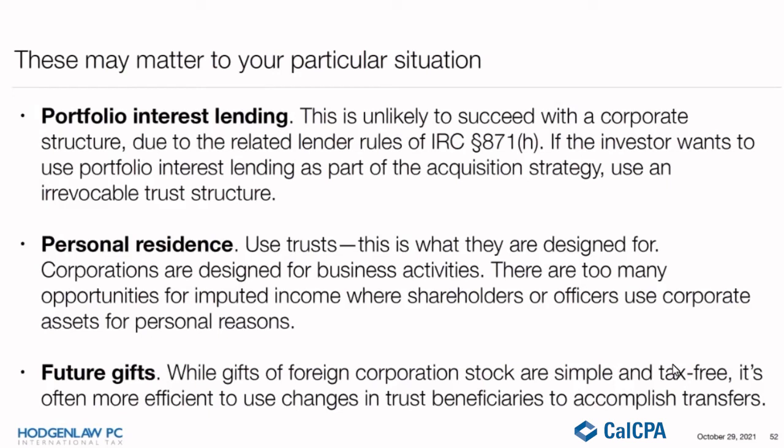Second thing, bullet point, personal residence. My preference is to use trusts because trusts are what God meant for this kind of thing. You have an asset for the personal use of a human.